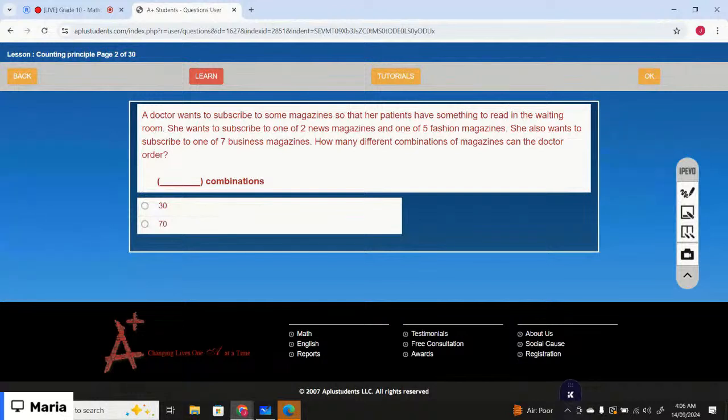A doctor wants to subscribe to some magazines so that her patients have something to read in the waiting area. She wants to subscribe to one of the 2 newspapers, one of the 2 news magazines, one of 5 fashion magazines, and one of the 7 business magazines. How many different combinations of magazines can the doctor order?